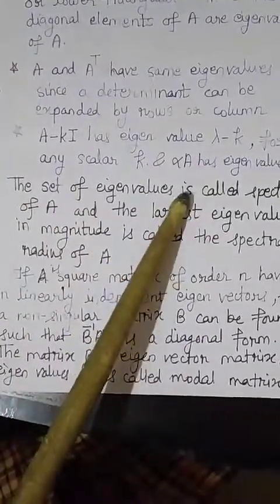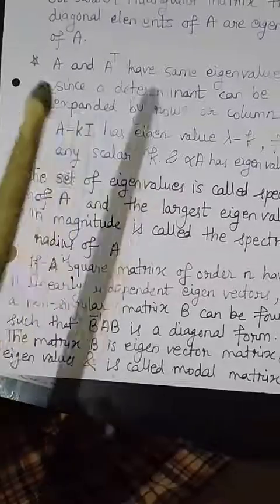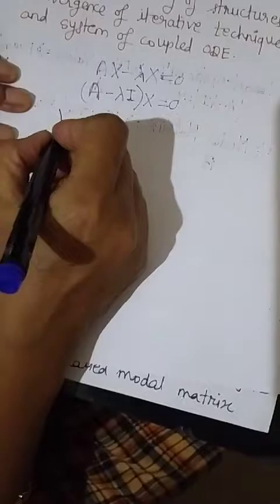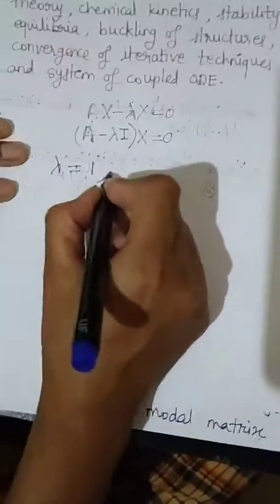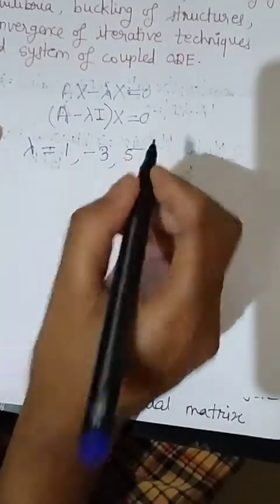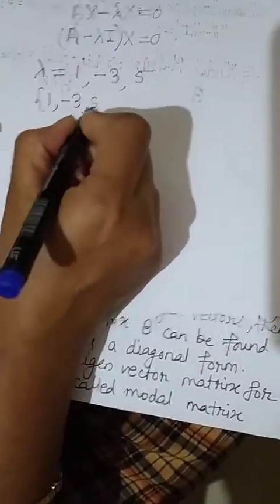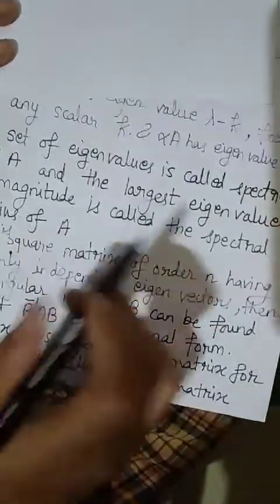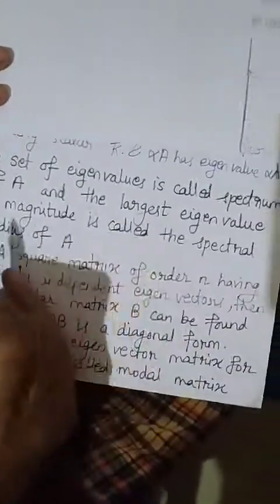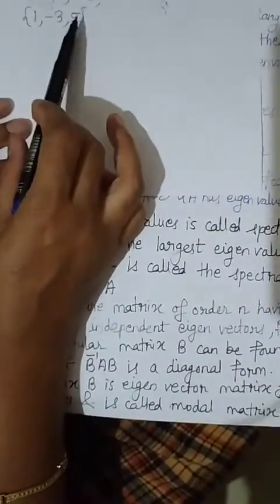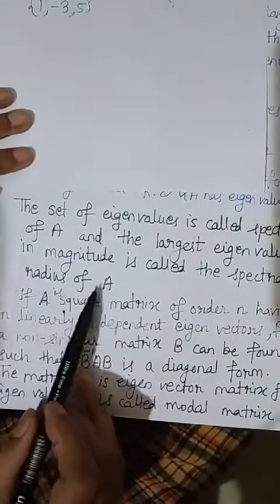Now let us see some important definitions. The set of eigenvalues is called the spectrum of A. For example, if for a given matrix we have eigenvalues lambda equal to 1, minus 3 and 5, then the set {1, minus 3, 5} is called the spectrum of A. And what is the largest eigenvalue in magnitude? It is 5. So 5 will be called the spectral radius of A.